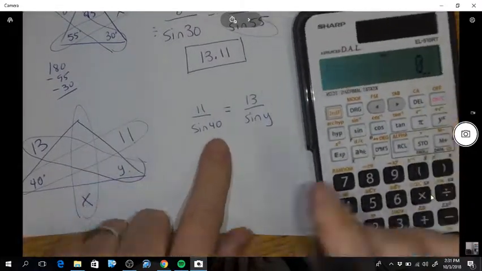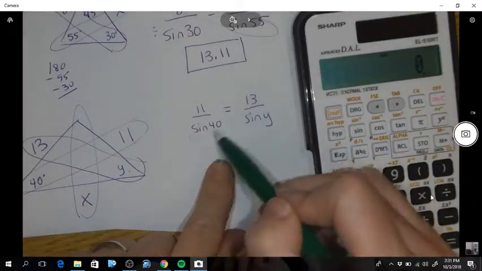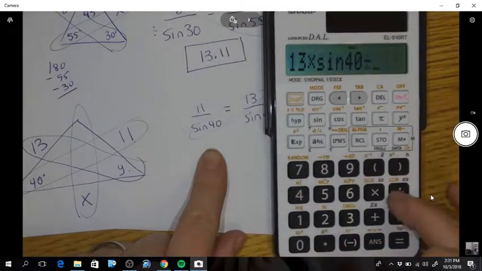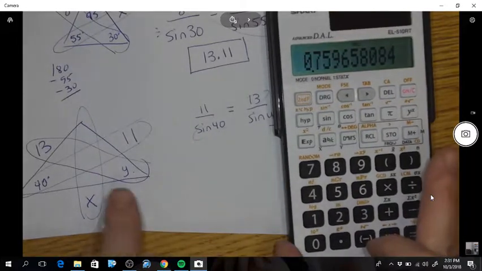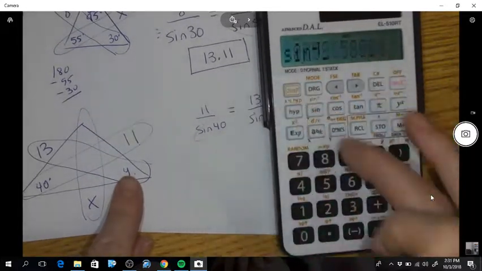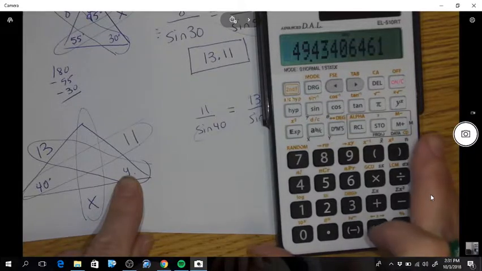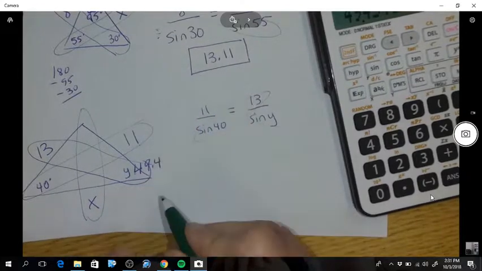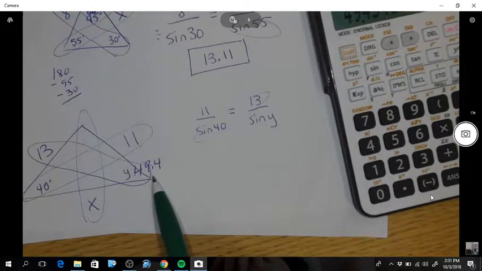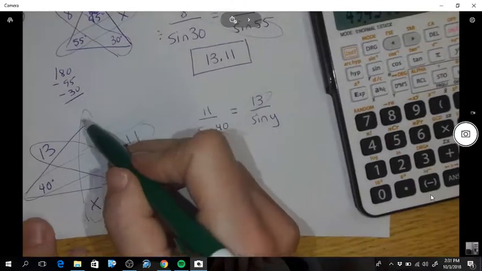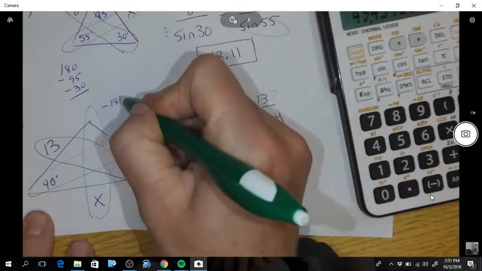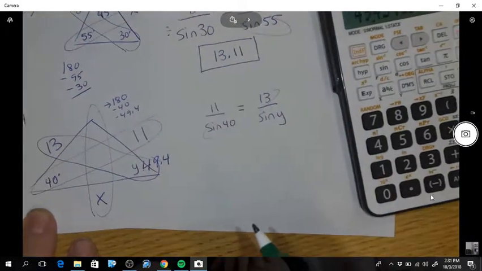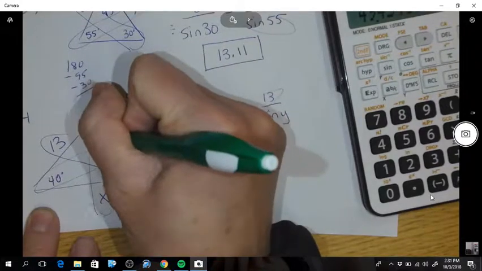Okay, so let's do this times across. So 13 times sine 40. Divide by 11. And remember, it's an angle, so we're inversing. So 49.4. Now I can use this 49.4 to calculate this. So this is 180 minus 40 minus 49.4. And this angle at the top is 90.6.